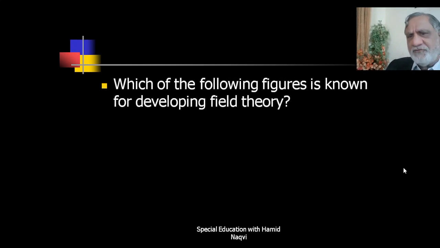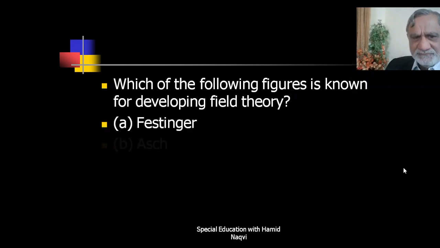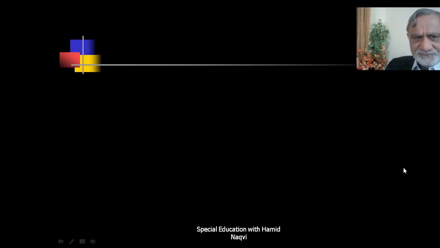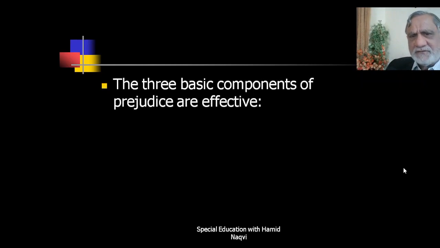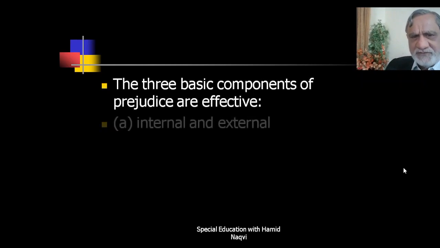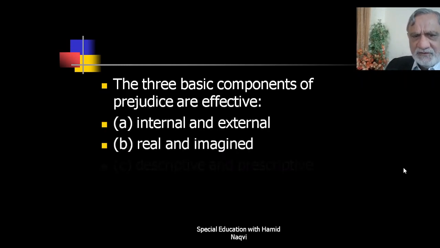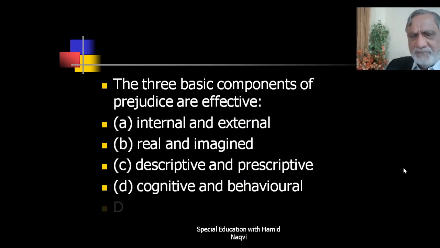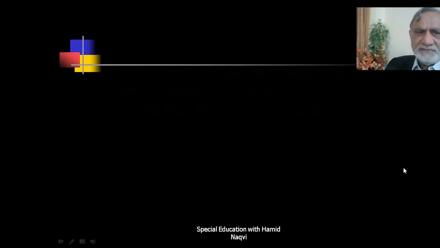Which of the following is known for developing field theory? Correct one is C, that is 11. The three basic components of prejudice are affective, internal and external, real and imagined, descriptive and prescriptive, cognitive and behavioral. Correct is the last one, that is cognitive and behavioral.